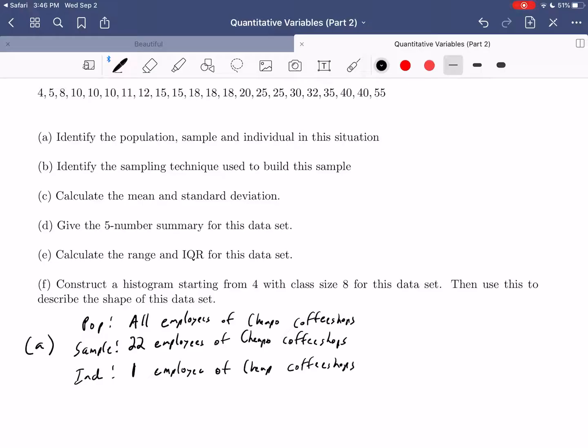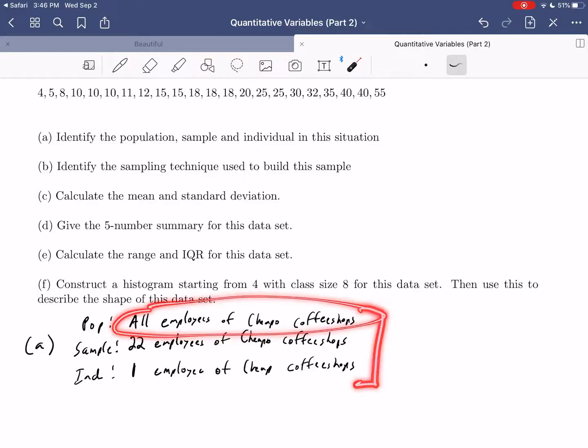All right, so there we go. The population is every employee of a cheapo coffee shop. The sample is 22 employees that we ended up talking to after sampling 3 different coffee shops. And the individual, of course, is one employee. Again, remember that as our standard structure, population should be all of something, sample should be a specific amount of something, and individual should be that one building block of the population and sample.